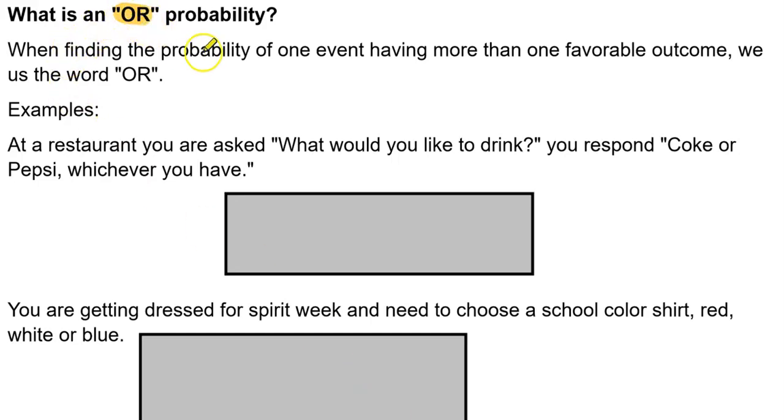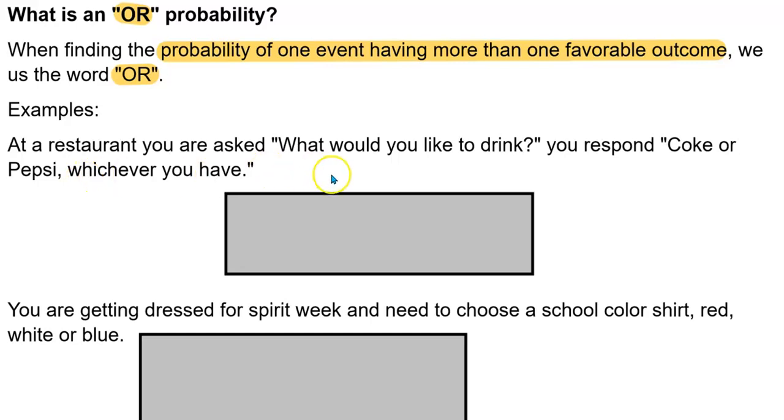So if we're looking at or, the probability of one event having more than one favorable outcome, that means we're going to use the word or. So if more than one outcome would make me happy, we use the word or like this.